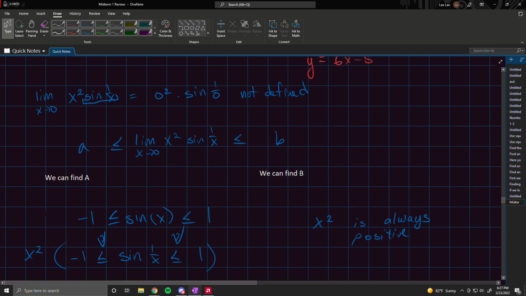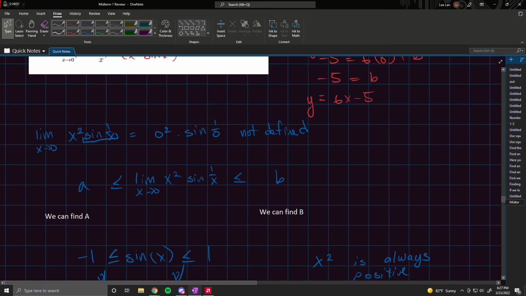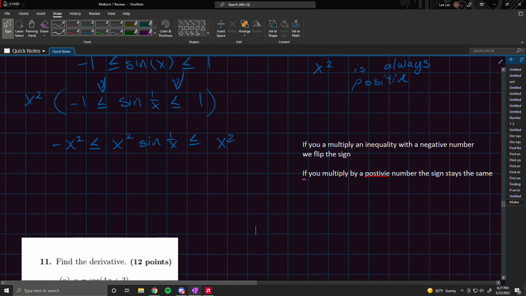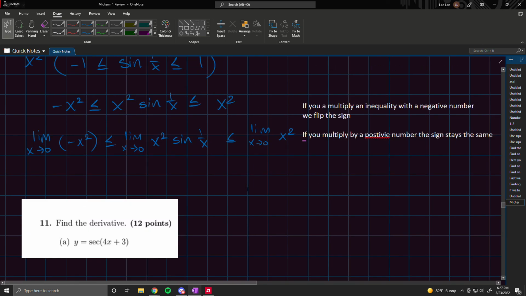Cool, and now we have the situation where something is less than or equal to the limit. So now we can just take the limit. Let's apply the limit to everything. What is the limit as x approaches 0 of negative x squared? If you plug in 0, you get negative 0 squared, which is just 0.